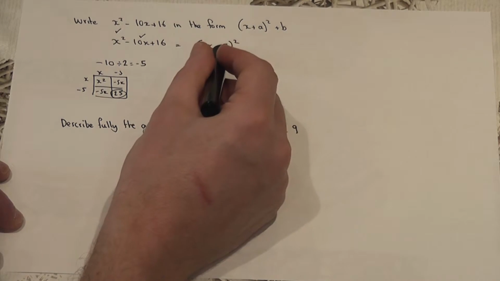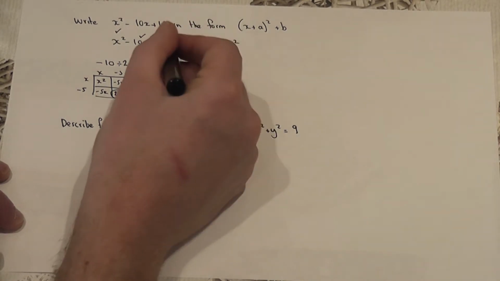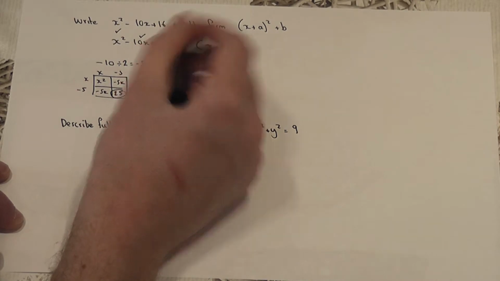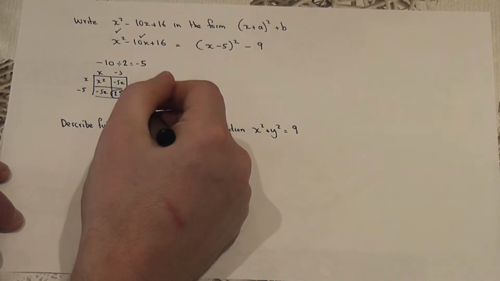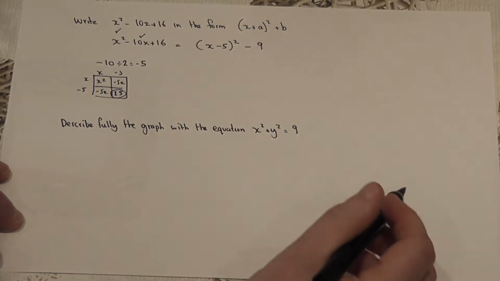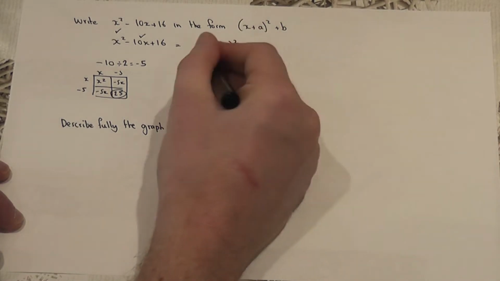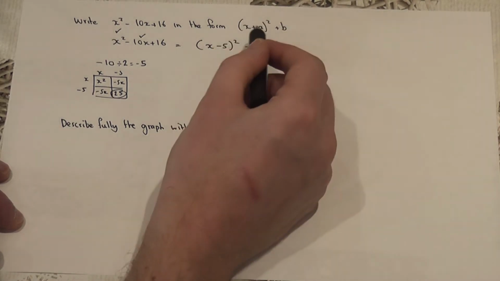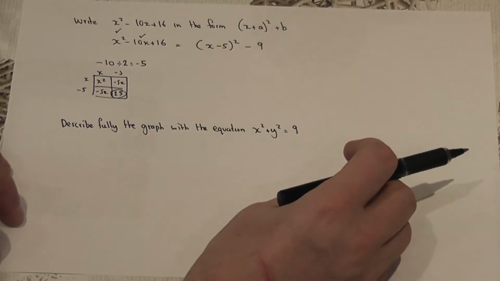Because minus 5 times minus 5 is plus 25, to get back down to 16, I need to take away 9. Because 25 take away 9 gets me back down to the required 16. So I have completed the square. In this case, a is negative 5 and b is negative 9.